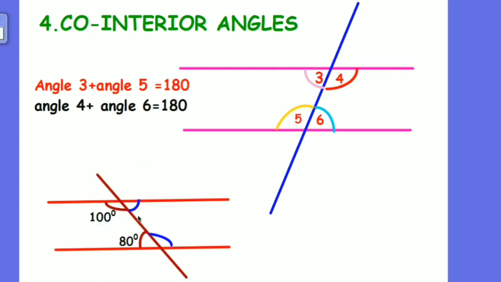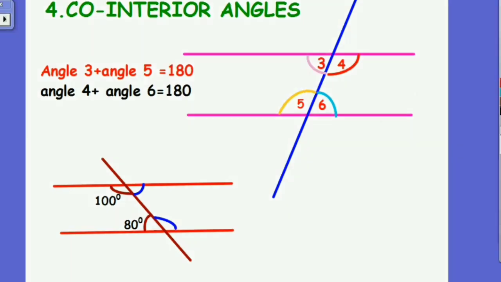Look here, there is an example. The first angle is 100 degrees. Then we want to calculate the next angle. What is the next angle? You know the total is 180 degrees. So 100 plus 80, that is, this angle is 80 degrees. So this is a co-interior angle. These are the 4 different types of angle properties related to parallel lines.